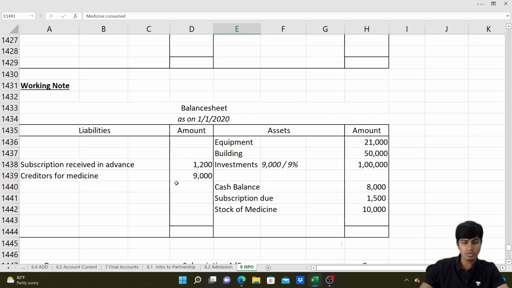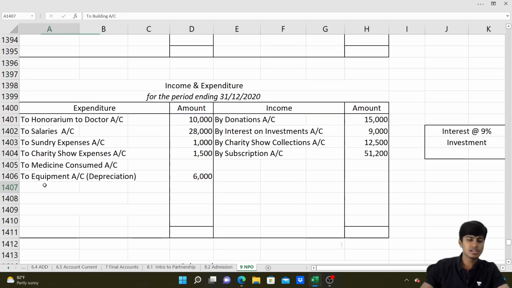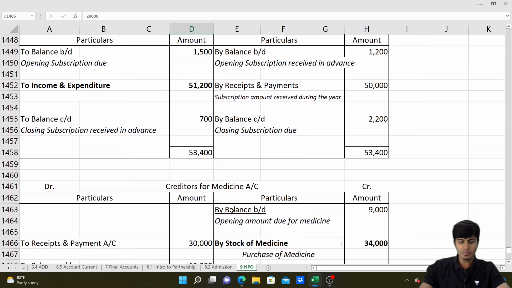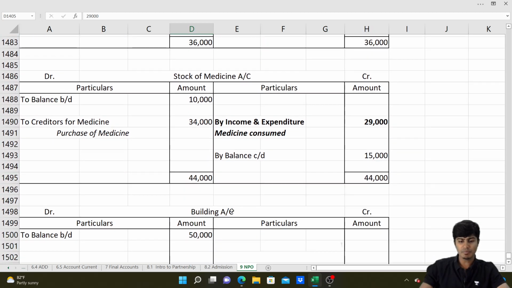Come down to our income and expenditure ledger. Here I'll write medicine consumed 29,000 as expense. Done. So there we go. We're done with creditors for medicine. We're done with equipment. We're done with stock of medicine.